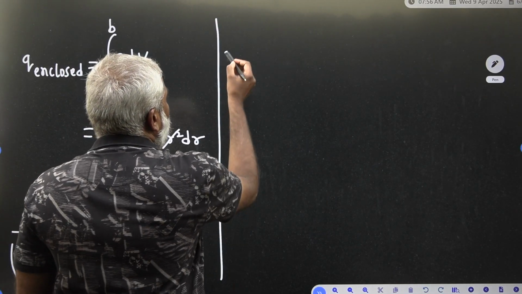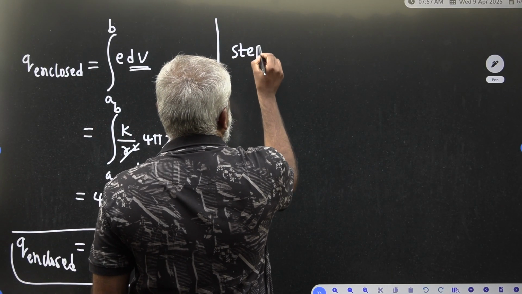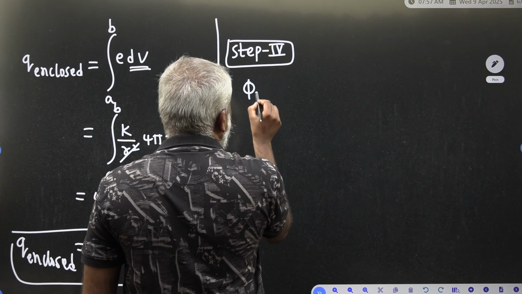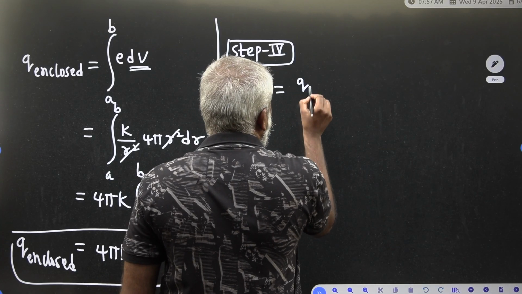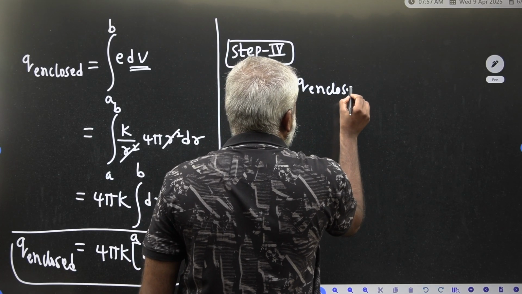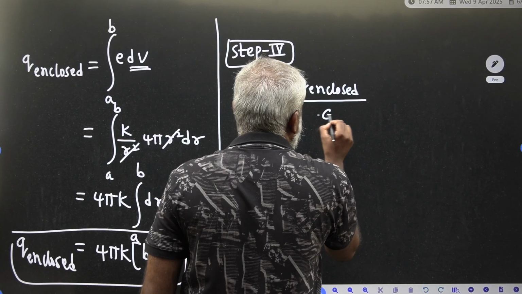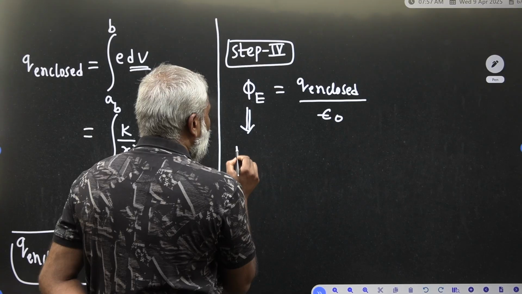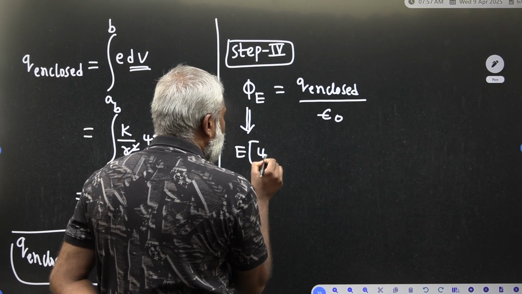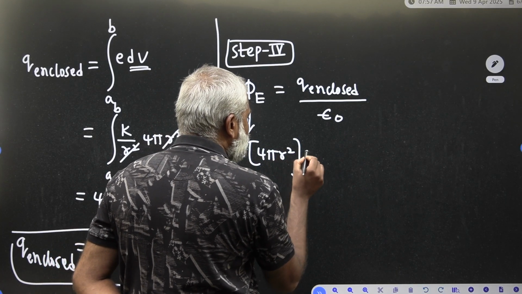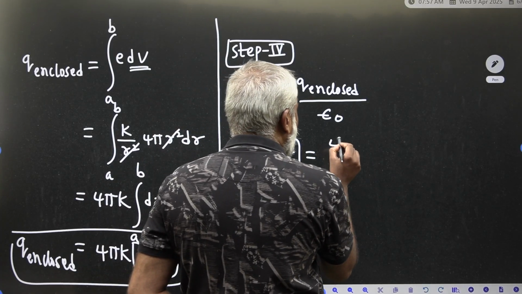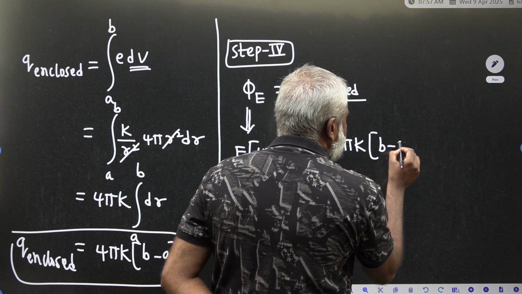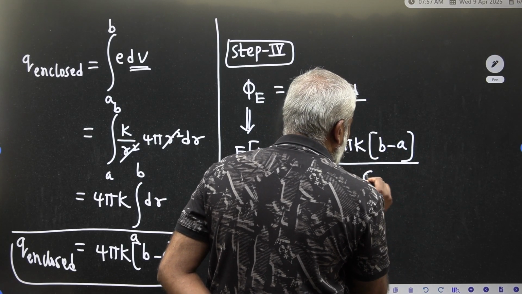Now we need to apply step 4. So what is your step 4? Apply the Gauss law. What is your Gauss law? Phi e is equal to charge enclosed through a Gaussian surface divided by epsilon naught. What is your phi e? Your phi e is equal to E into 4 pi r square, which is equal to charge enclosed through the Gaussian surface, which is 4 pi k into b minus a, divided by epsilon naught.